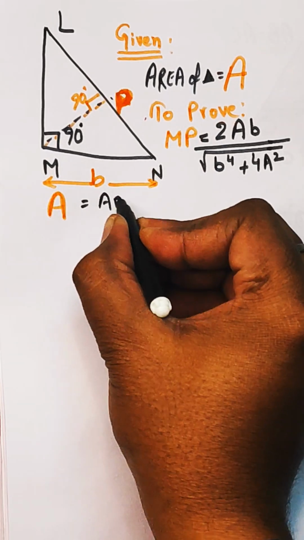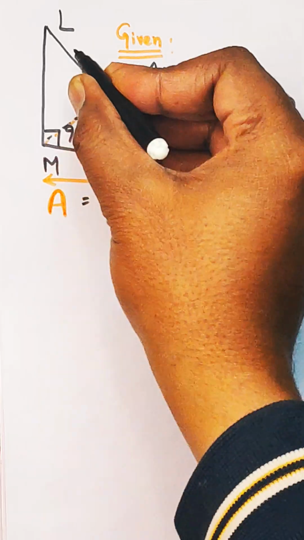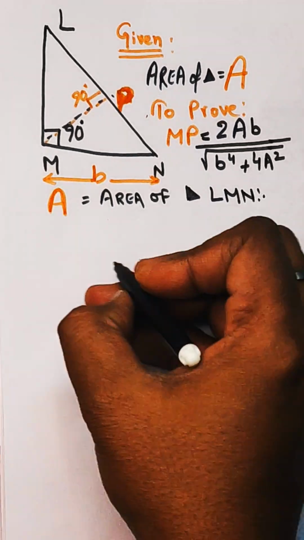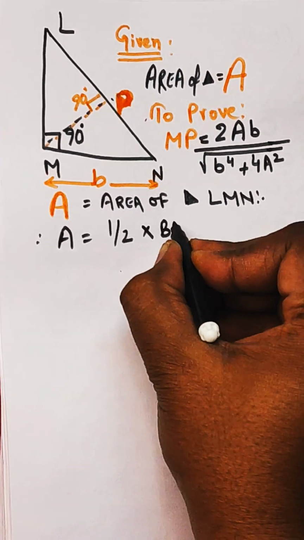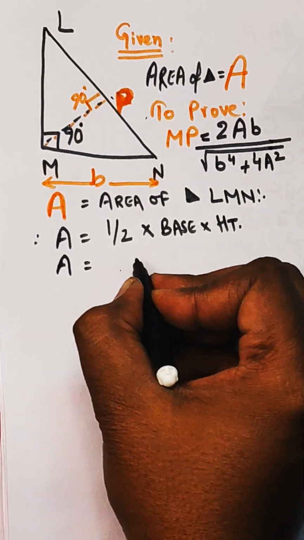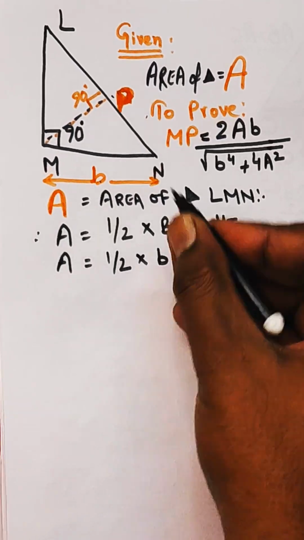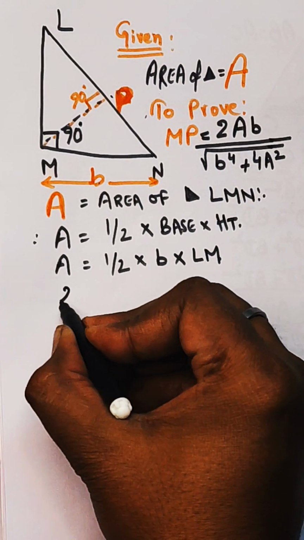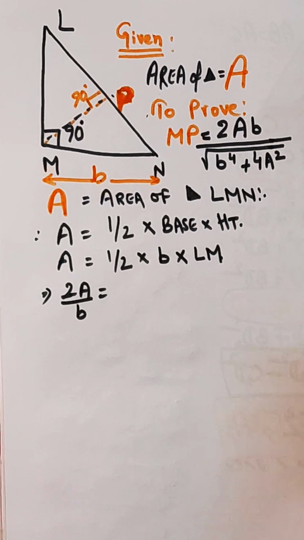So my dear friends, A is the area of the given right angle triangle LMN, right? And we know that the area of any triangle is given by half into base into height, if the height is known to you. So from here we can say if the base is small b, then the height is LM, that will be multiplied with 1 by 2 to give you the area capital A.